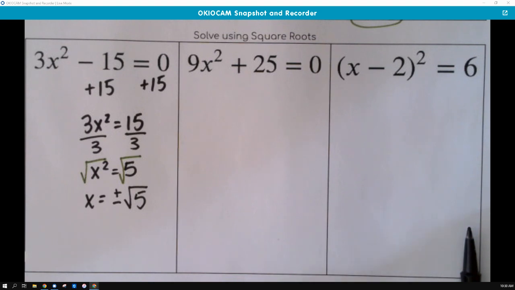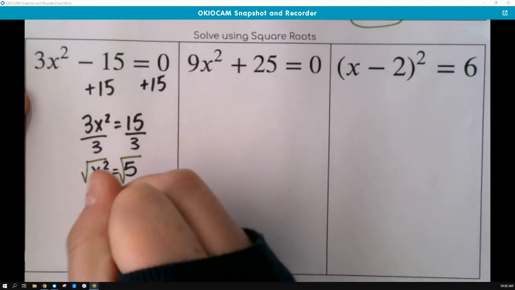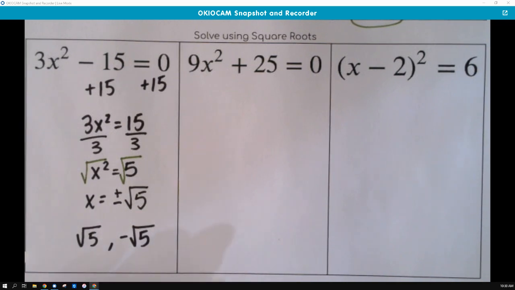And I'm pretty sure, I actually don't remember off the top of my head, I'll look it up in a second, whether Math Excel wants it as plus or minus, or they might want it as square root of 5 and then negative square root of 5. I think that's how they want it, is they want you to list them with a comma in between. Okay, so that's the most basic form when we just have square roots on both sides.